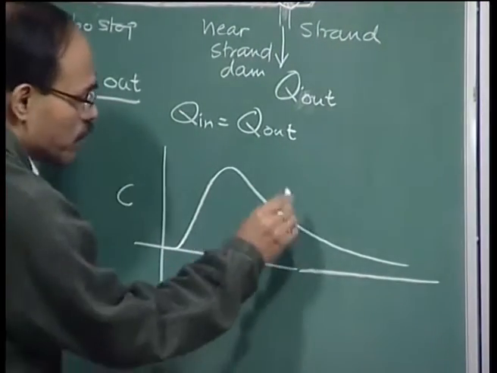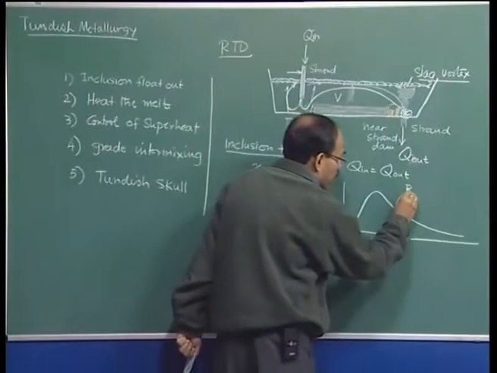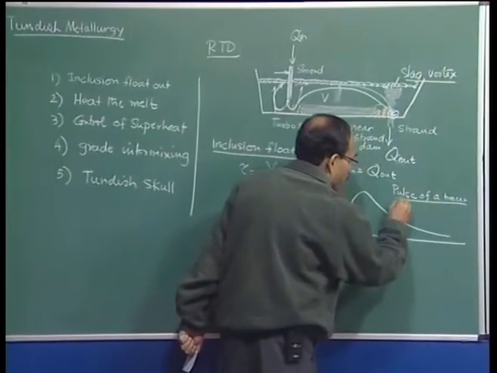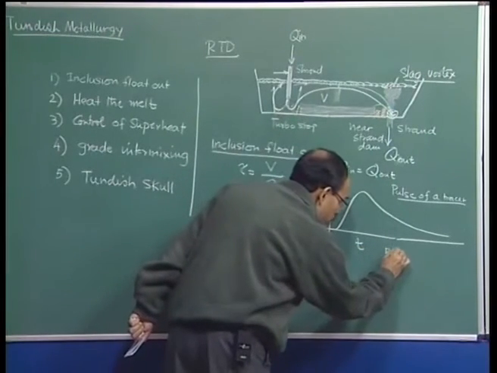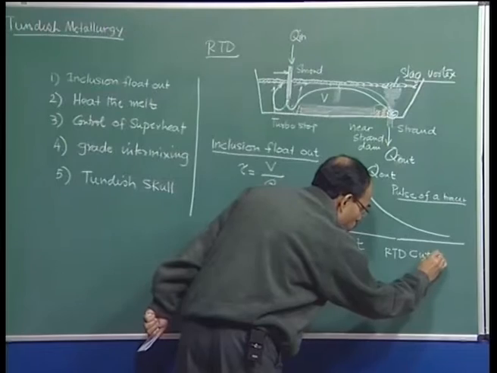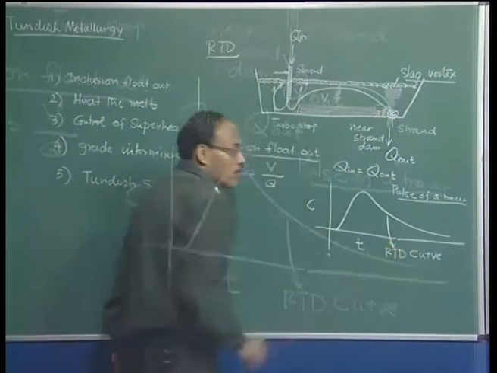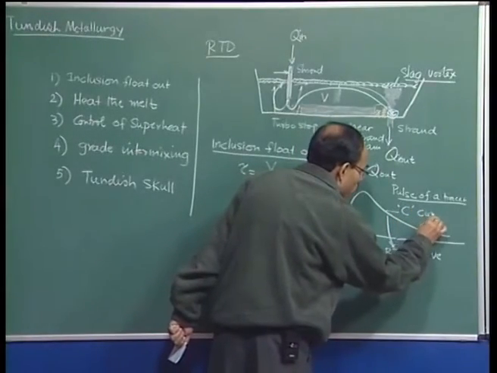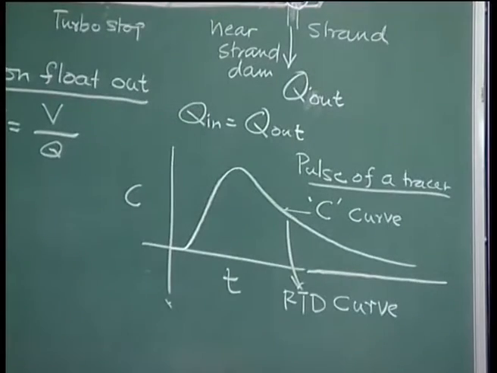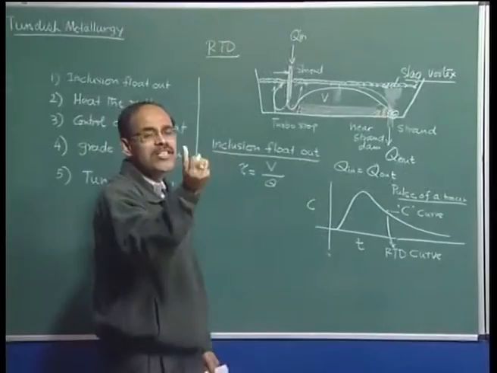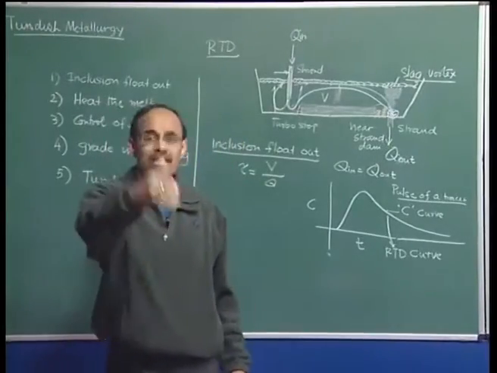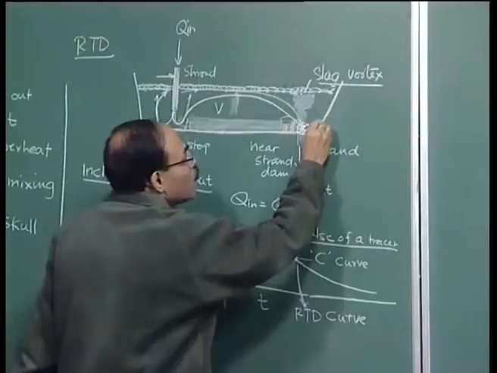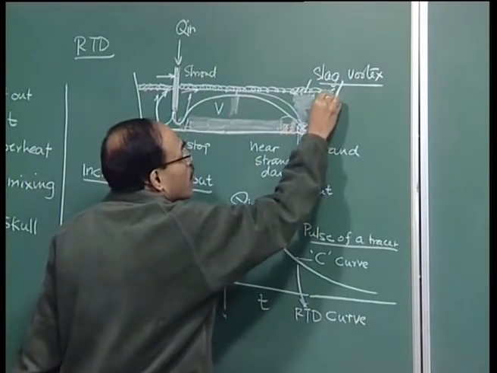This curve that we have obtained by injecting a pulse of a tracer into the system is termed the residence time distribution. In metallurgical engineering and steelmaking literature, people also call it a C curve. On the basis of this curve, we can find out how much well-mixed volume there is in this tundish, how much is the plug flow region, and also there may be some regions where the fluid is not at all moving. Maybe this corner or this corner, the fluid may not be moving.